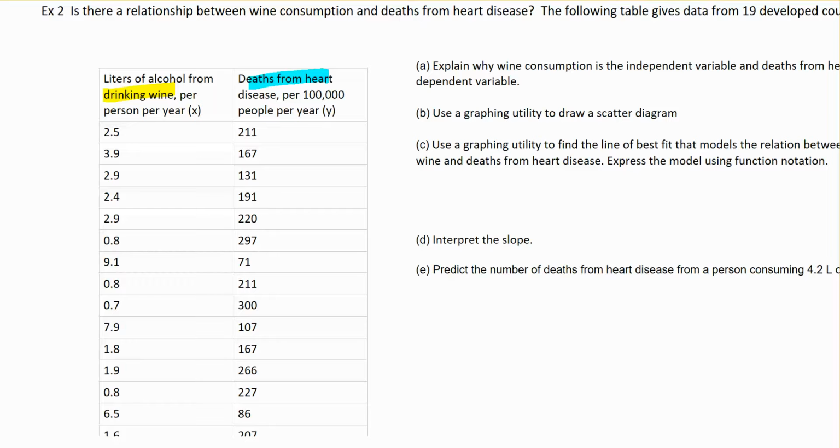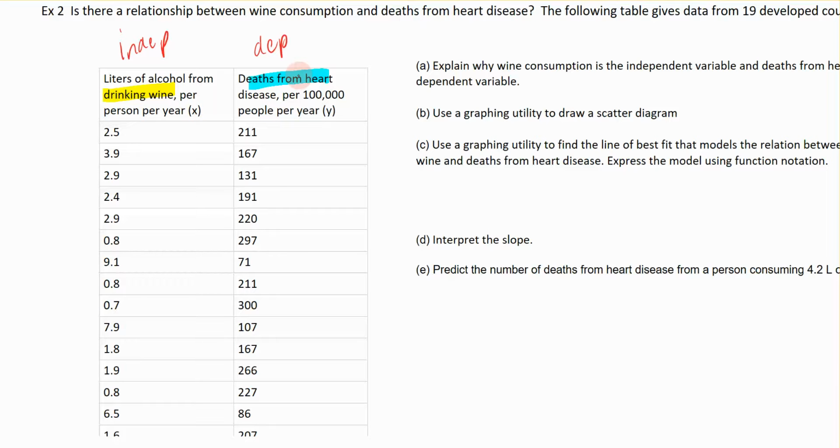The first question I want to ask you then is, okay, well, why do we then consider wine consumption to be independent and deaths from heart disease to be dependent? Why would that be the case? Well, when I do independent and dependent, I tend to go backwards, and I start from the dependent variable. So deaths from heart disease then depend on the amount of wine I consume, and that makes sense. Okay, so that's why the deaths from heart disease is dependent and the wine is independent in this particular study.